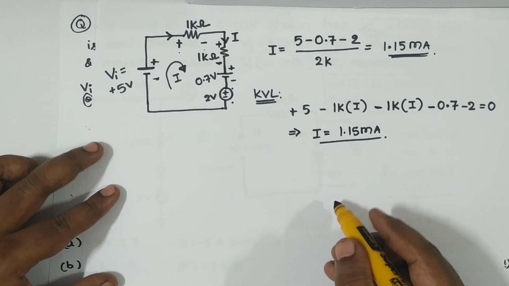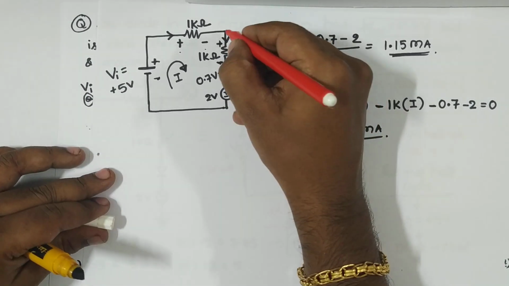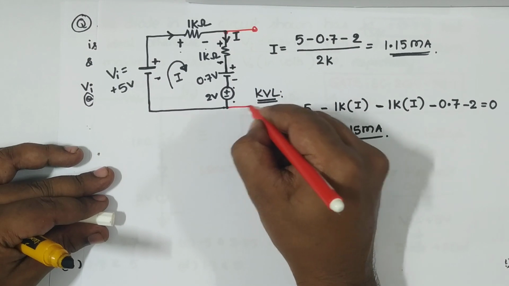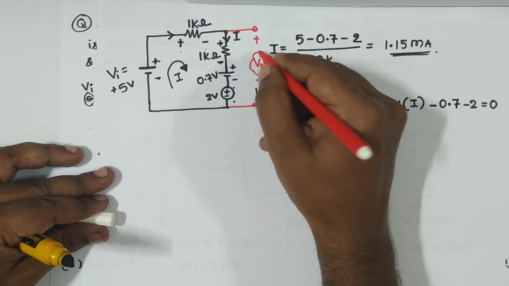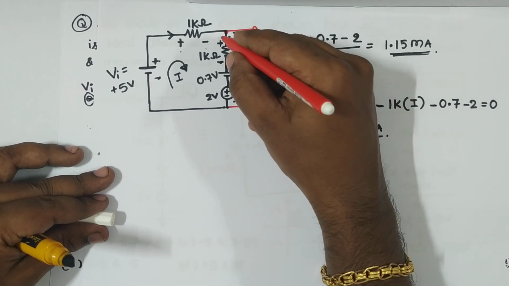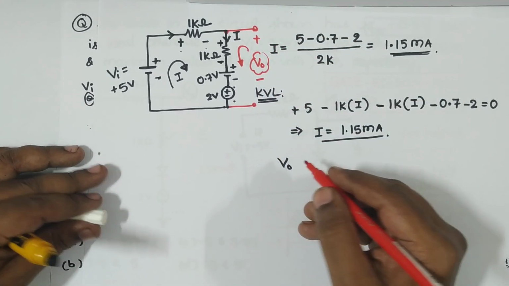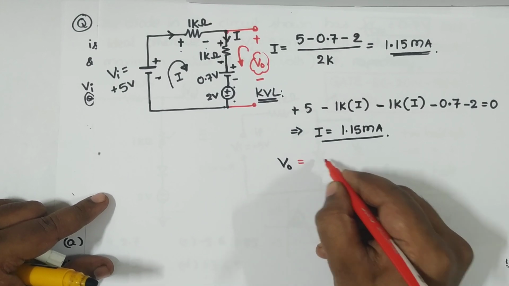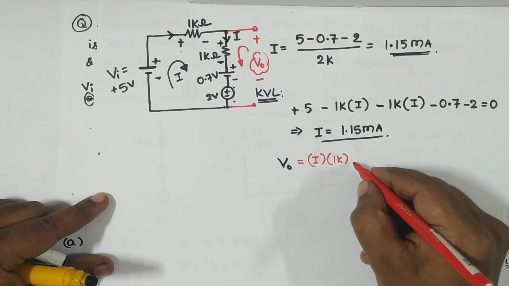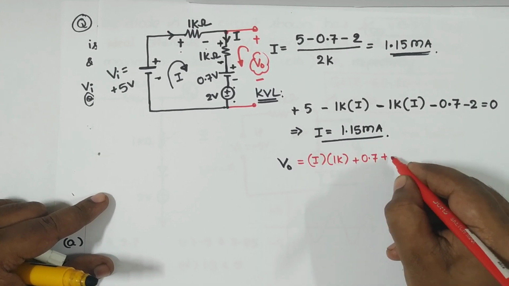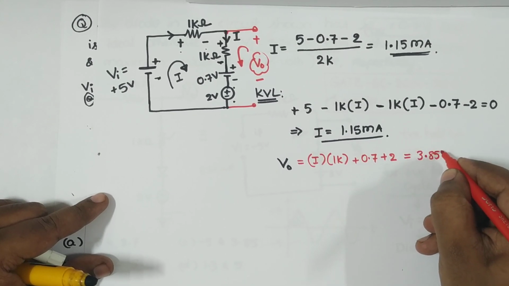Okay, now what is the output voltage V0 here? So anyways the output voltage is this one. So I can find the output voltage like this. This is my V0. Again you can apply KVL. See, anyways the direction of current is like this, so I can apply KVL. Then what is V0 here? As we have I, so I multiplied by 1 kilo ohm, now plus 0.7 plus 2. So if you find this, you will get 3.85 volts.